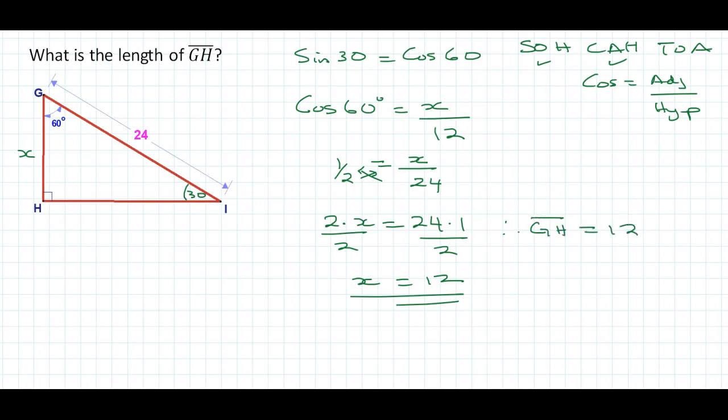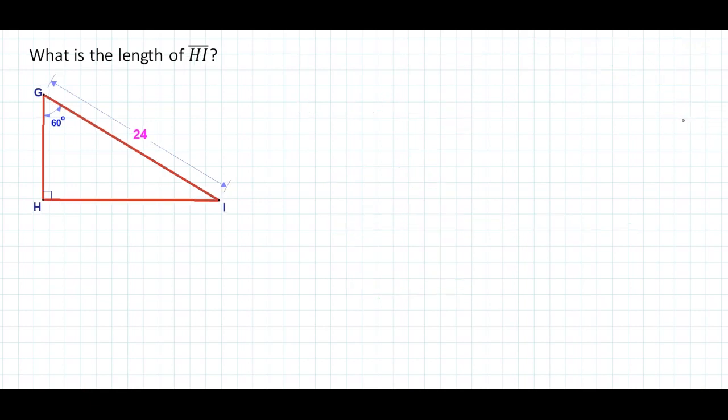The next one we have here is we want to find out the length of HI. So we'll call this X. We're looking for the opposite side to this angle, and we have the hypotenuse. Okay, so let's go with our SOHCAHTOA. We're looking for the opposite, and then we have hypotenuse. So whenever you have hypotenuse, it's one of these two, but because it's opposite, we're going to use the sine. So sine 60 degrees is equal to X over 24.